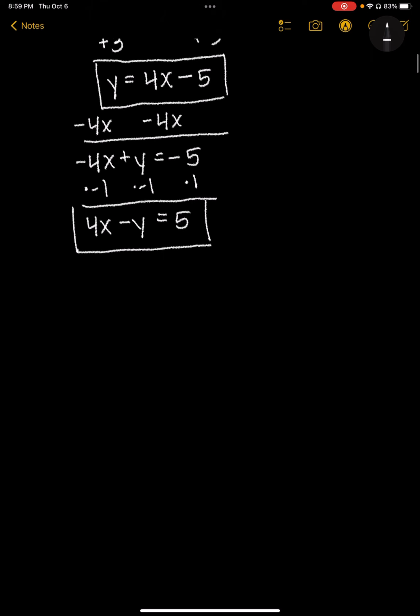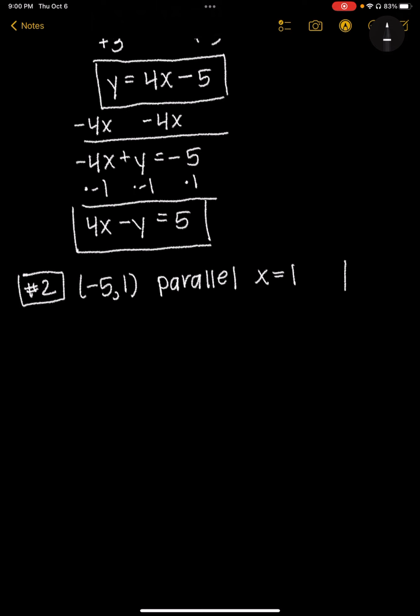All right, let's do another example. So in this example, we want to go through the point negative 5, 1, and we want it to be parallel, so same slope again, to x equals 1. Now this is a little bit odd. If we're trying to find the slope, because that's always the goal, to find the slope of the line that they give you first, this one has an undefined slope. When I graph x equals 1, it looks kind of like this. So that slope is considered undefined.